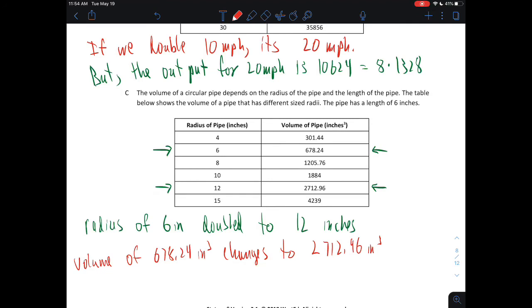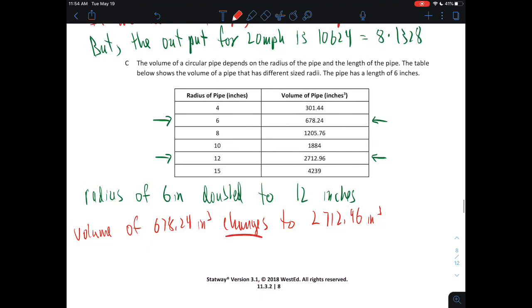What if I take 678.24 and multiply it by 4? That gives me 2,712.96 cubic inches. So how is it changing? It's multiplied by 4. So this is not linear, this is not cubic, this is a quadratic.